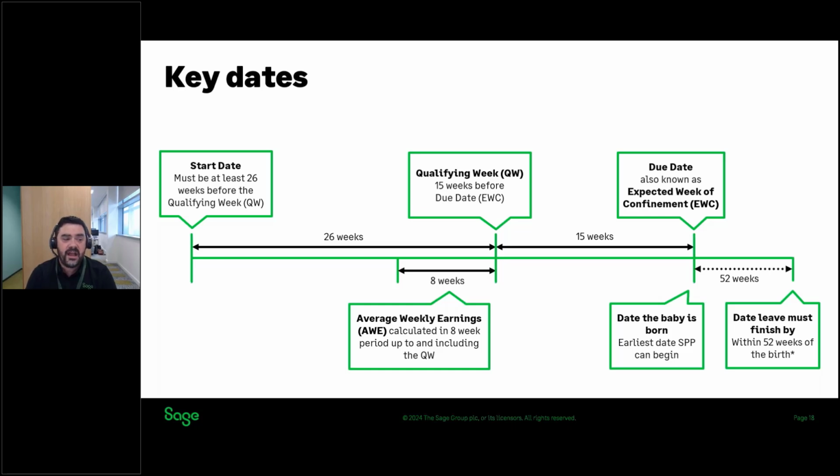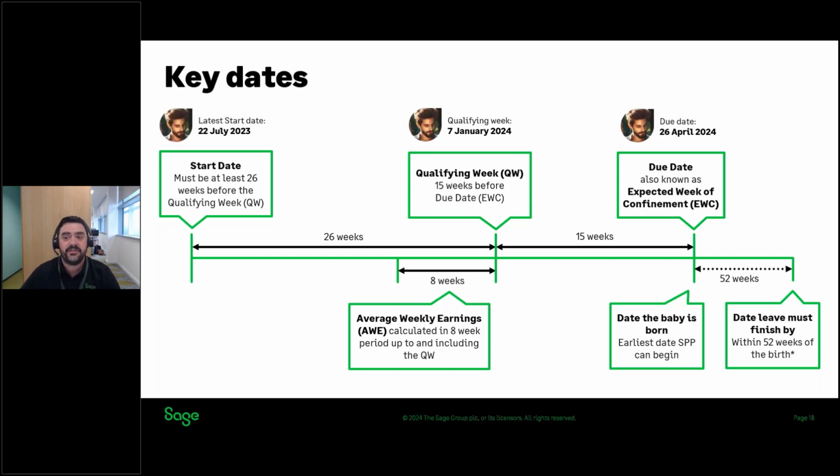Now, let's link this back to Oliver. It's actually the same dates as Amelia. The due date of their baby is the 26th of April, which means the qualifying week was the 7th of January. The latest start date was the 22nd of July. As long as he was employed on that date, which he was, I think he started back in 2019 in my example, he is going to qualify for this payment, assuming his average weekly earnings are high enough.